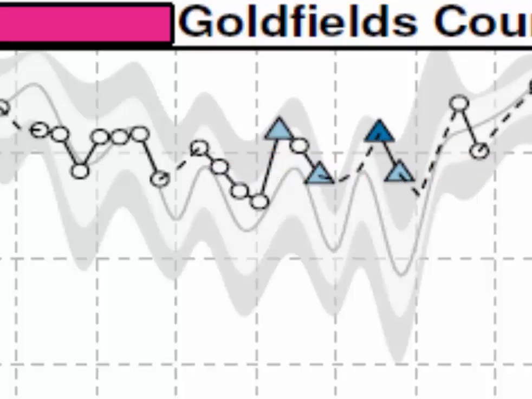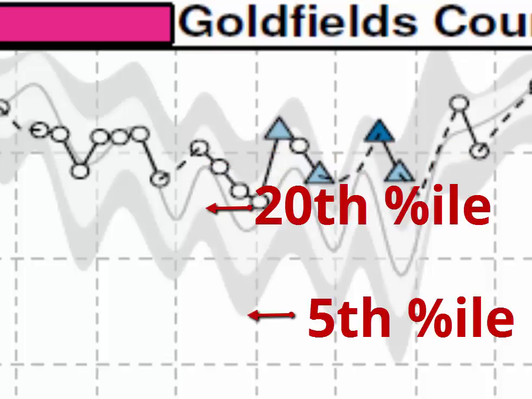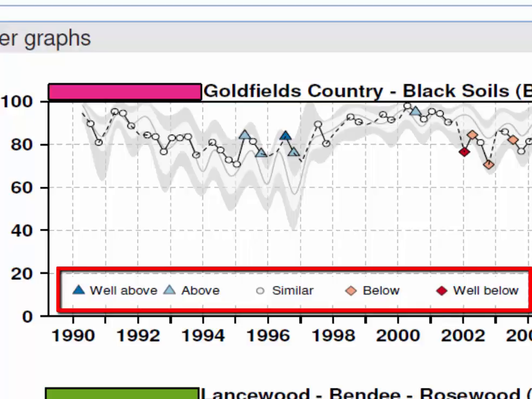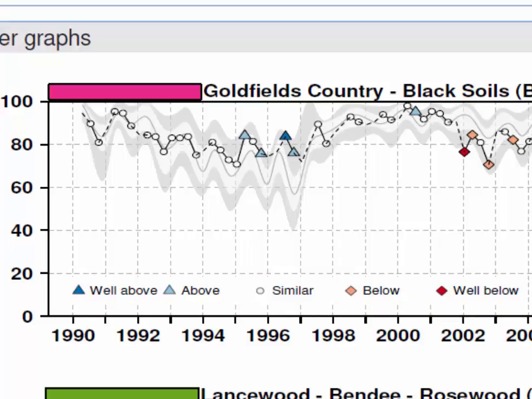And the bottom grey band is much like the top one, except it marks the 20th and 5th percentiles of regional cover. If you're looking for the short version here, focus on these symbols. They allow you to quickly compare your paddock with the region, and it works like this.